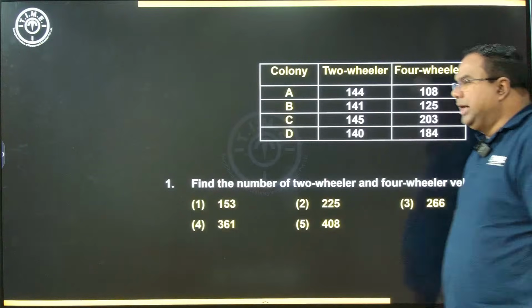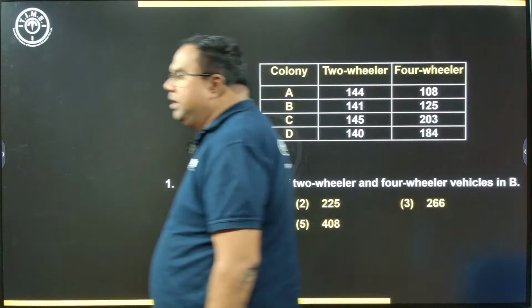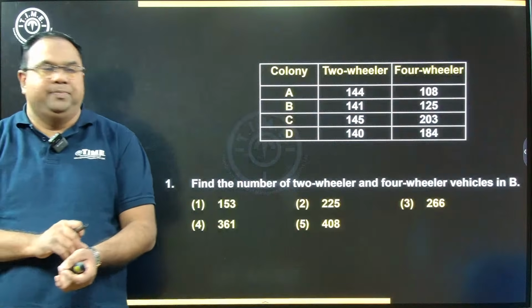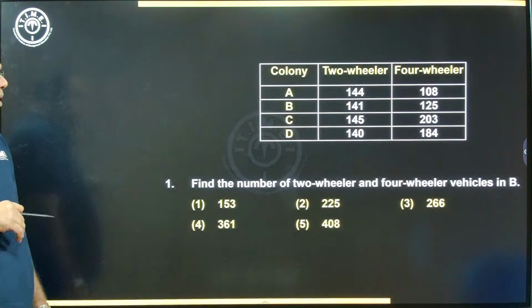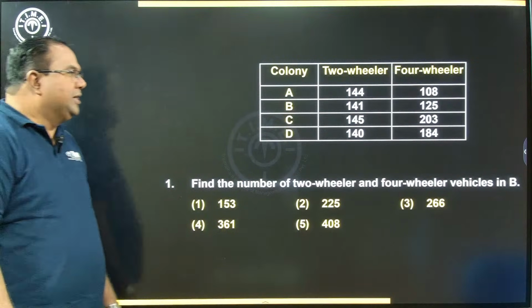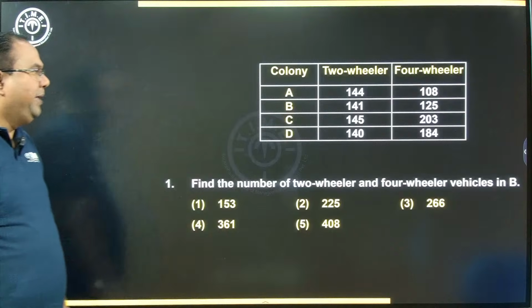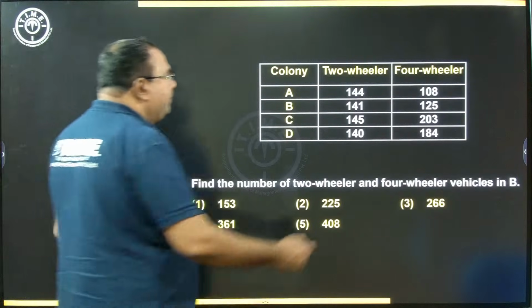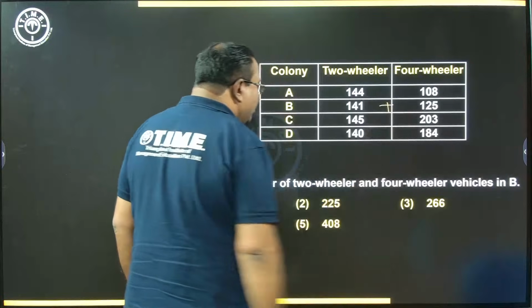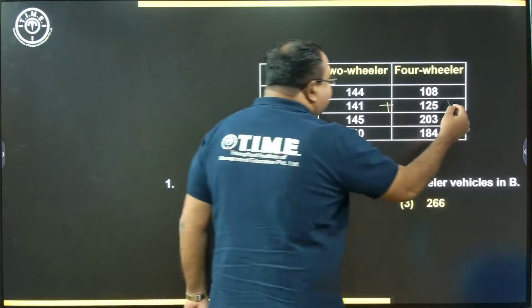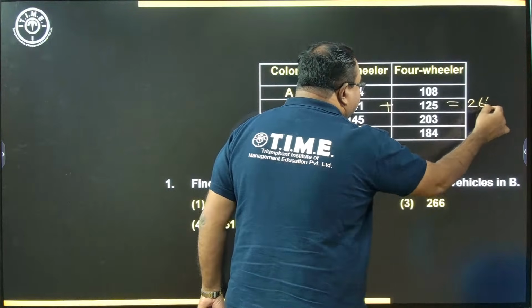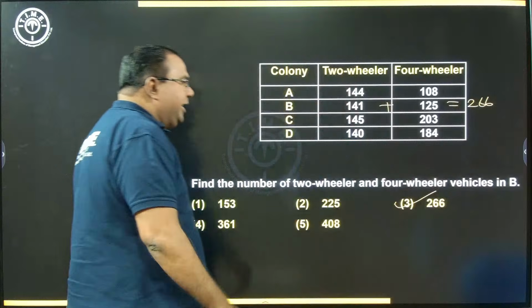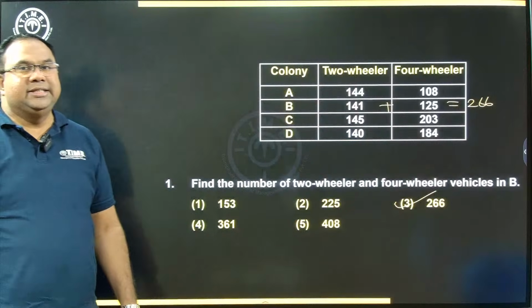All of you, let us look at question number 1. Find the number of two-wheelers and four-wheeler vehicles in B. Total number of two-wheelers and four-wheelers. It is simple. Add these two. 266 is your answer. 266 is choice 3.